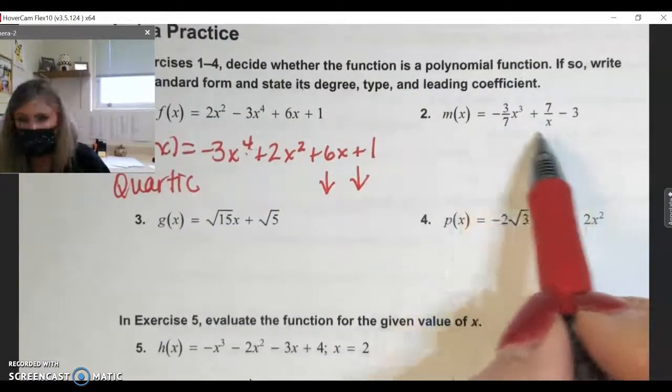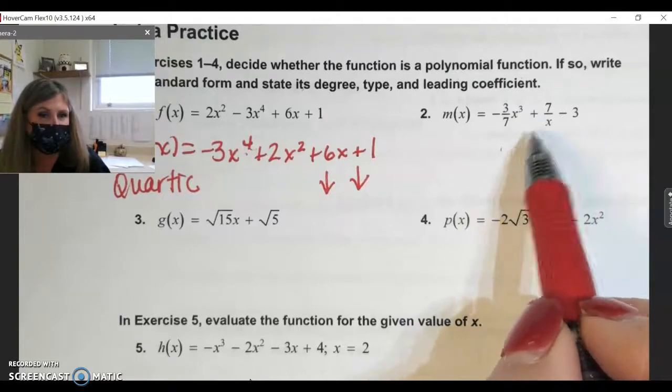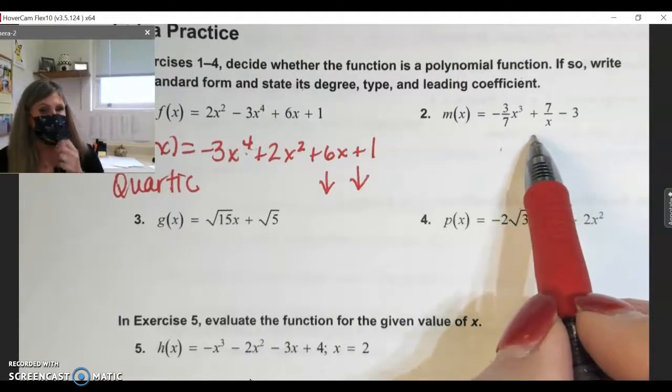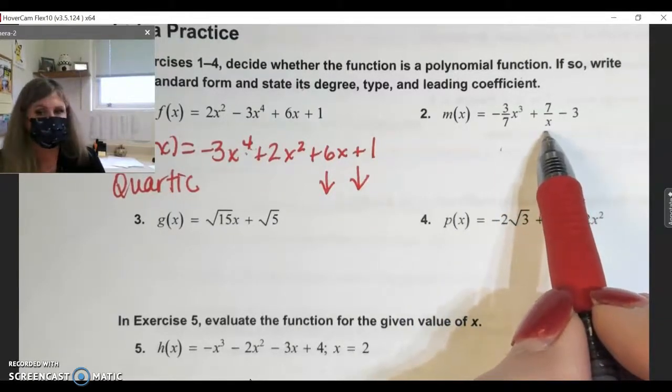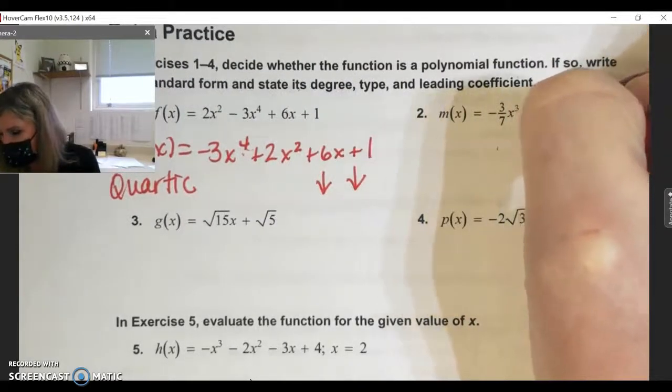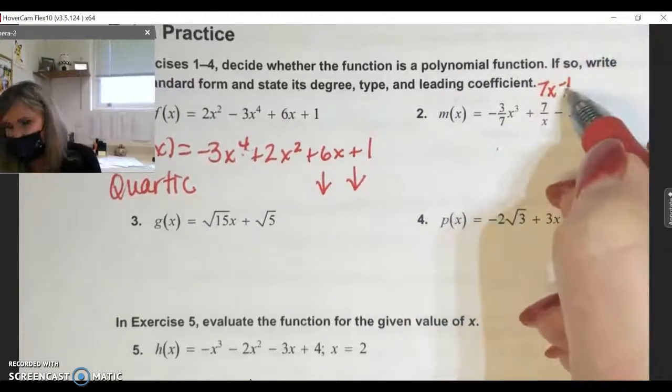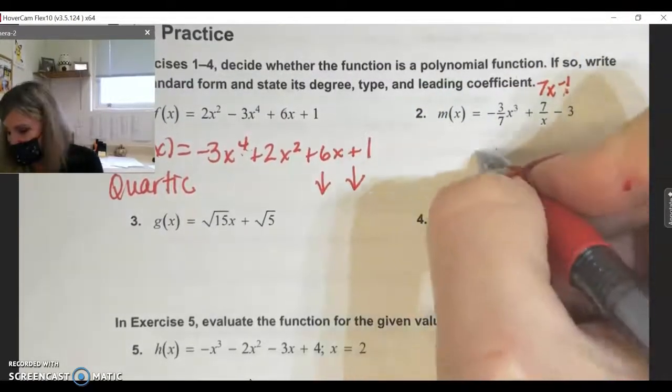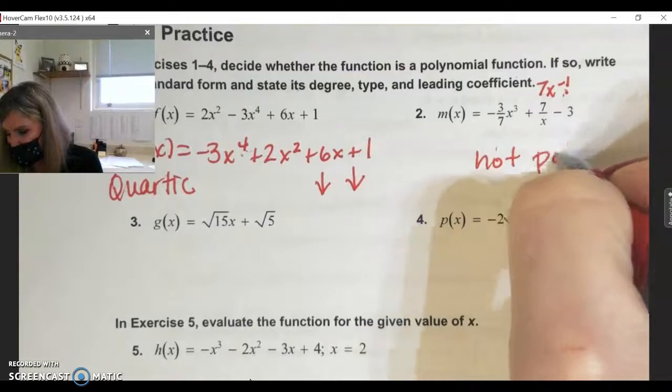All right, this one. Is this a polynomial function? No. What is this power of x to? -1, actually. This could be rewritten as 7x to the -1. That is not a whole number, so this is not a polynomial function.